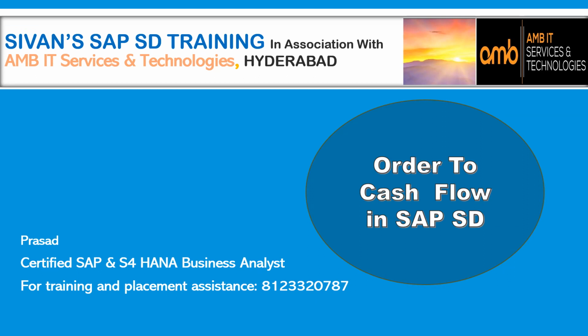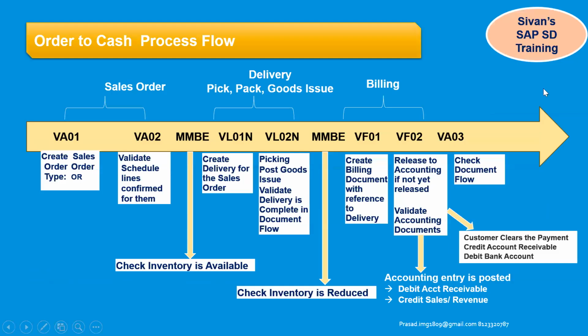In this session, I would like to explain to you all about the order to cash flow in SAP SD, ECC or S4HANA, in both the versions, how it works. In each and every phase, each and every stage of the document flow, how the process works, that we are going to see in this particular slide sharing session. So let me get into this.